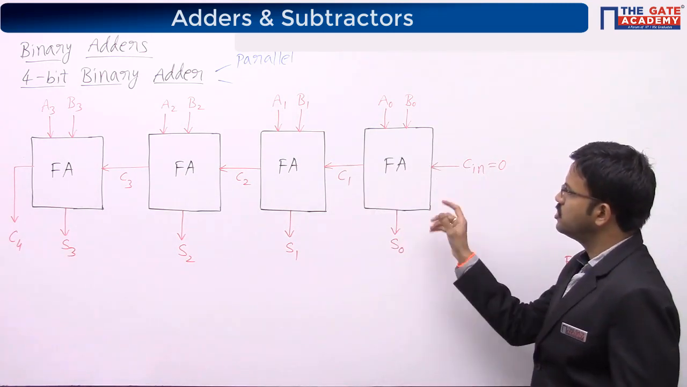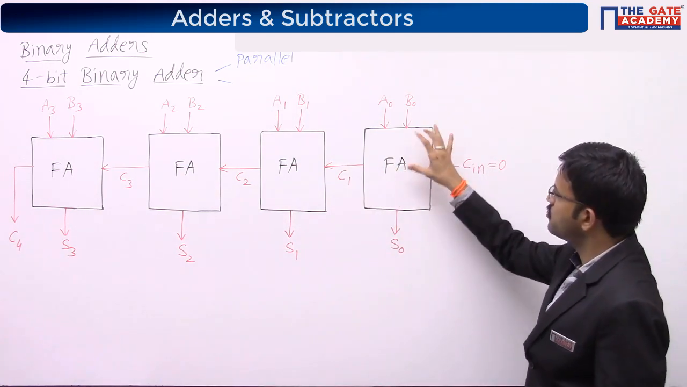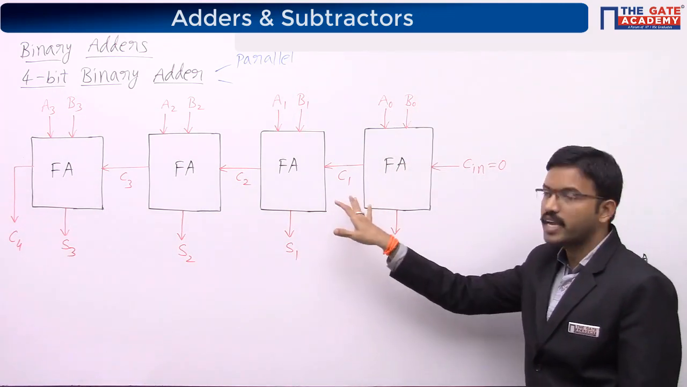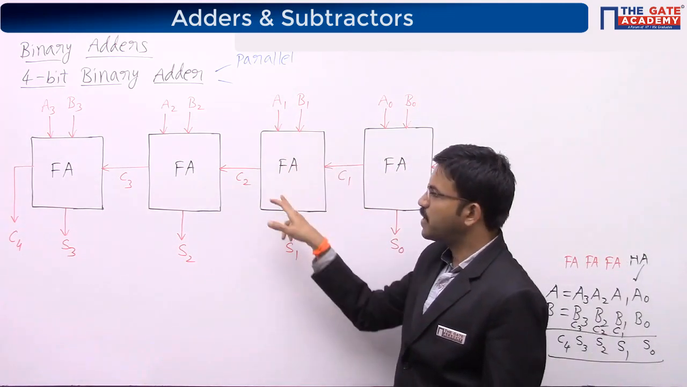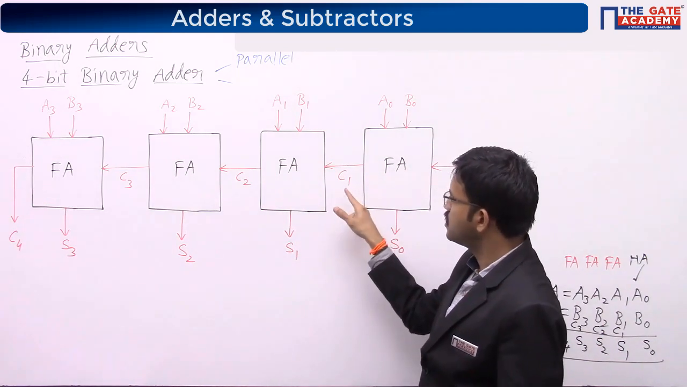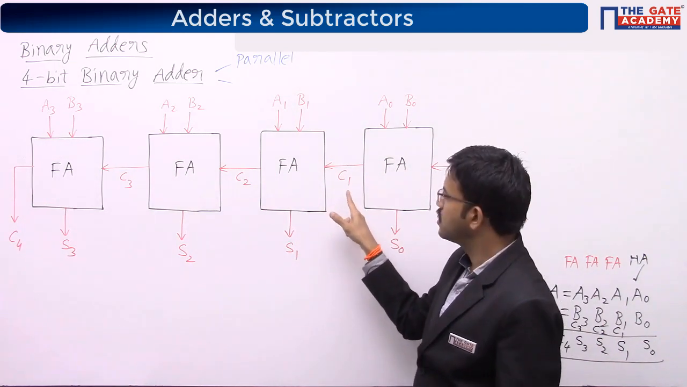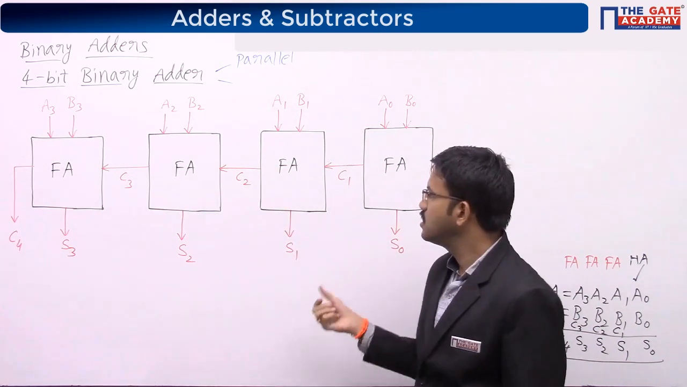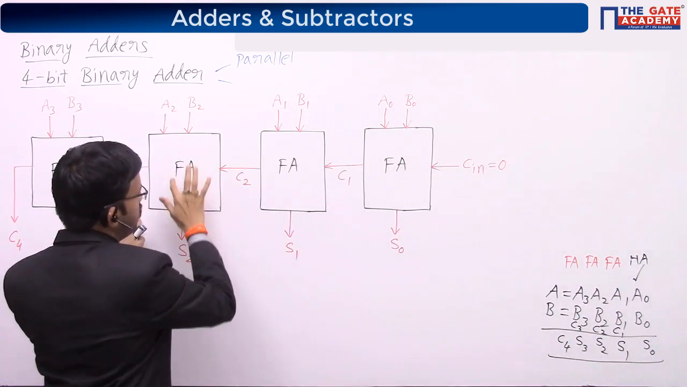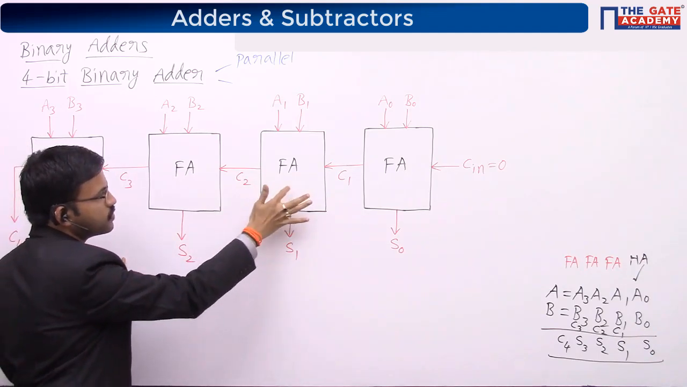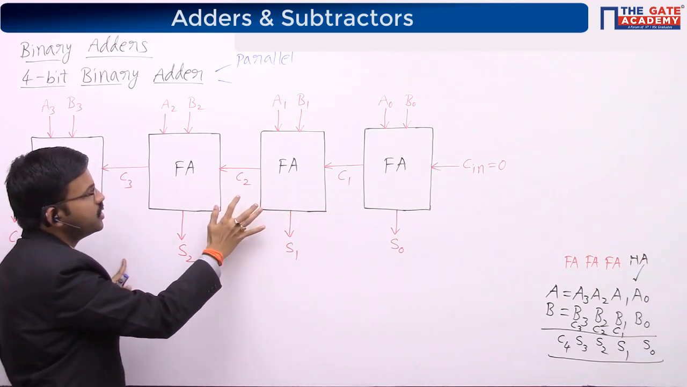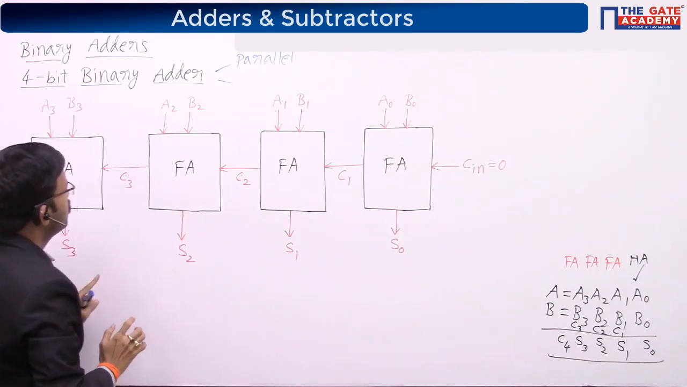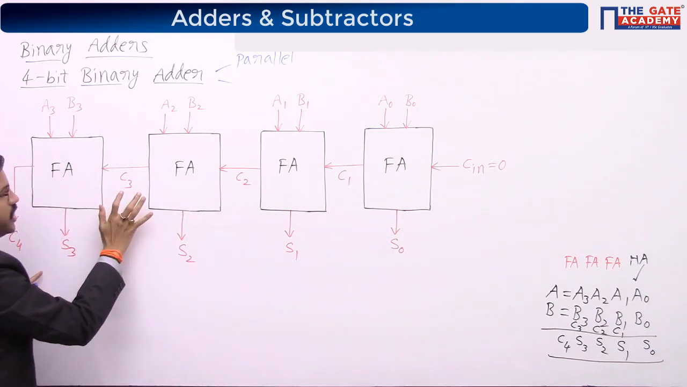Next, if you observe, this particular full adder performs addition of these two bits and will produce sum and carry. This particular full adder has to wait till this carry comes. Then it will produce its sum and carry like that. Similarly, if this full adder is generating carry, then the next full adder has to wait till this carry comes. Similarly, this one has to wait till this carry comes.